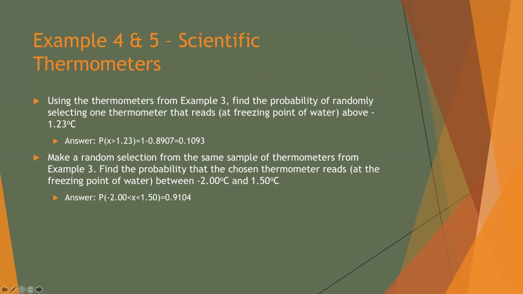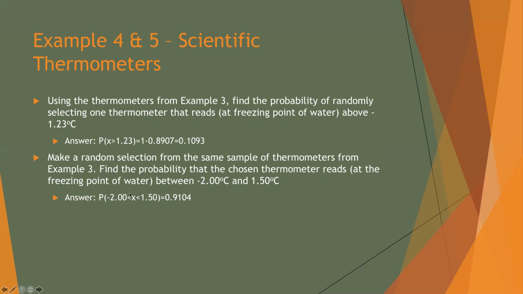Make a random selection from the same sample of thermometers from example 3. Find the probability that the chosen thermometer reads at the freezing point of water between negative 2.00 degrees Celsius and 1.50 degrees Celsius. So in other words, you're trying to find the area between these two, or basically the probability between negative 2.00 z-score and positive 1.50.